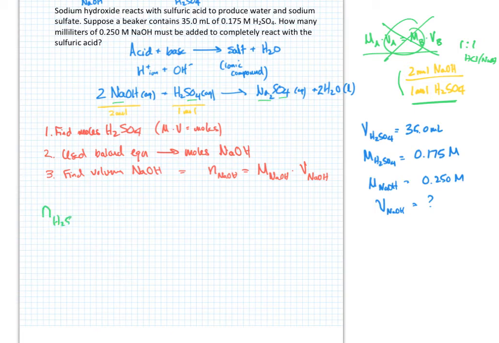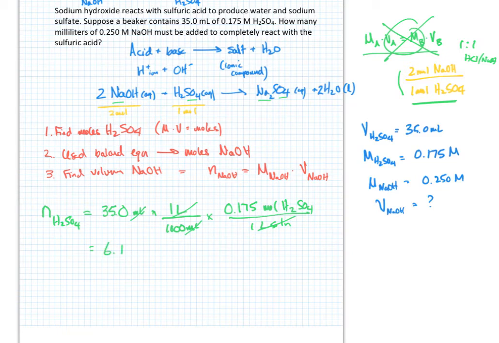So number of moles of H2SO4 is going to equal volume times molarity. 35 milliliters times 1 liter per every 1,000 milliliters. That's going to cancel that. Times 0.175 moles H2SO4 for every 1 liter of solution. Liters of solution is going to cancel liters of solution. So I'm going to get a number of moles of 6.125 times 10 to the minus 3 moles H2SO4.